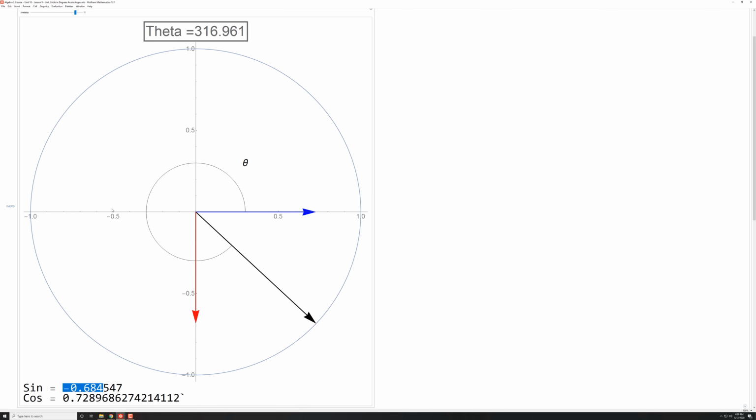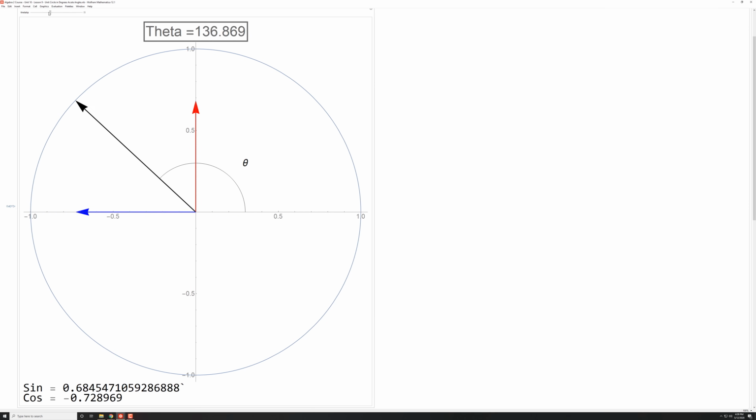So the sine and the cosine values can be negative or positive. But notice that no matter where I go around this unit circle, the sine and the cosine never get bigger than +1, and they never get smaller than -1. Why do you think that is? Because it's a unit circle. The circle only has a radius of 1.